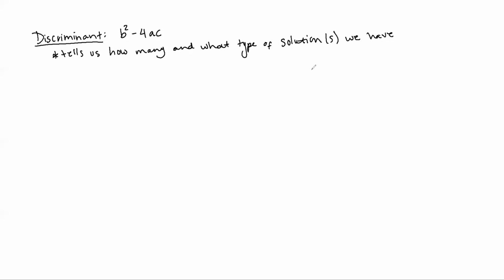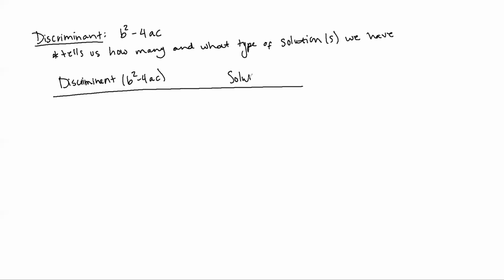So let's go ahead and I'm actually going to write out a chart. In this chart, we're going to have the discriminant on the left. So remember, this is b squared minus 4ac. And then on the right side, we're going to have the solutions. All right, so over here on the left, we're going to have 4 different cases. The first case is that if the discriminant is positive and a perfect square.